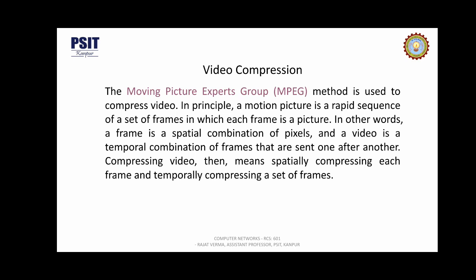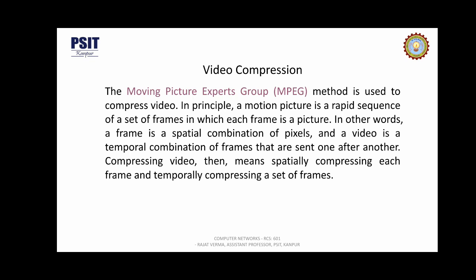Right? Now here the Moving Picture Experts Group method is used to compress video. In principle, a motion picture is a rapid flow of a set of frames where each frame is an image. In other words, a frame is a spatial combination of pixels and a video is a temporal combination of frames that are sent one after another. Now, compressing the video means spatially compressing each frame and temporally compressing a set of frames.